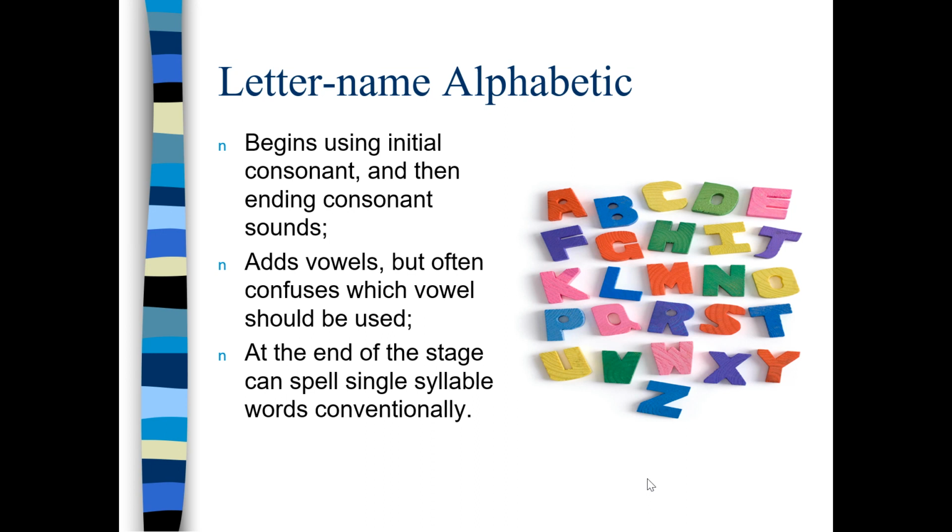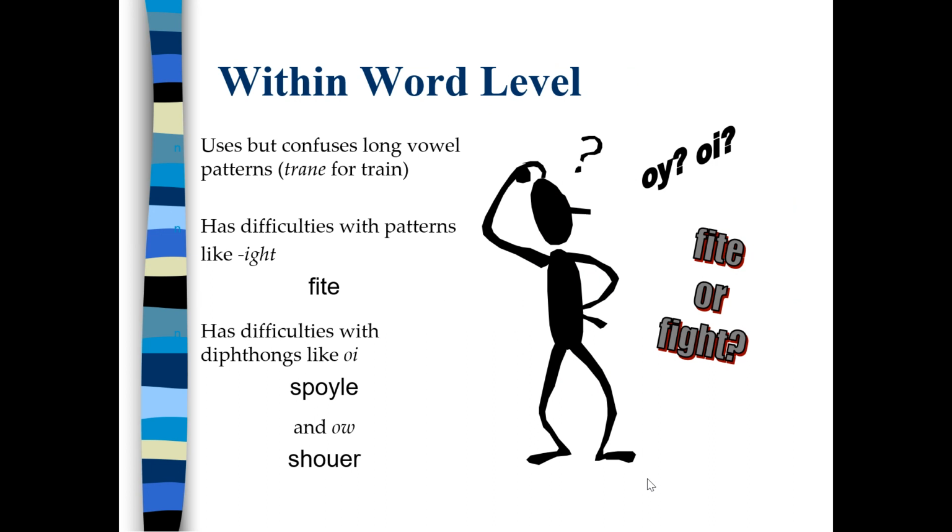When students are able to manipulate the word cat to pat or hat, that's where they're at the end of letter name alphabetic. If they can start manipulating that word around and turn it from, say, pat to tap, they're moving on into the next phase, which is within word level. Here, students use but confuse long vowel patterns like train for train, have difficulties with those sight words like the IGHT, and have difficulty with diphthongs, those oi or ow sounds.